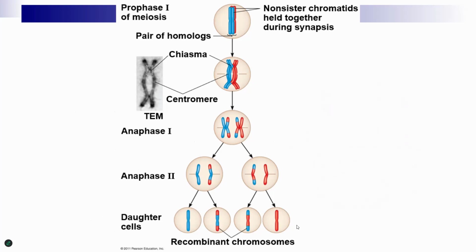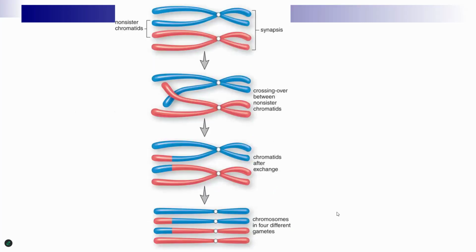So that's why when we look at brothers and sisters and siblings, even though they come from the same parents, the genes have been mixed up in crossing over and independent assortment. So we're adding variation to the population that way. Just another diagram showing you crossing over taking place.